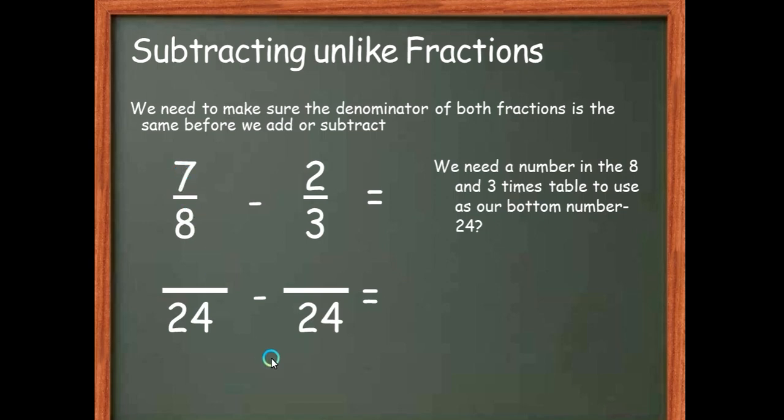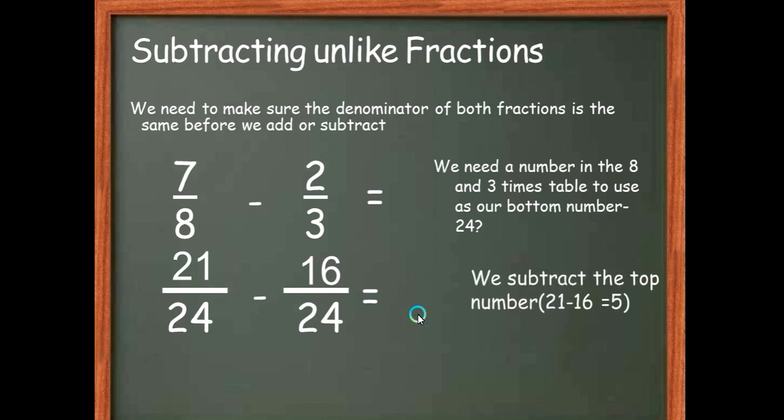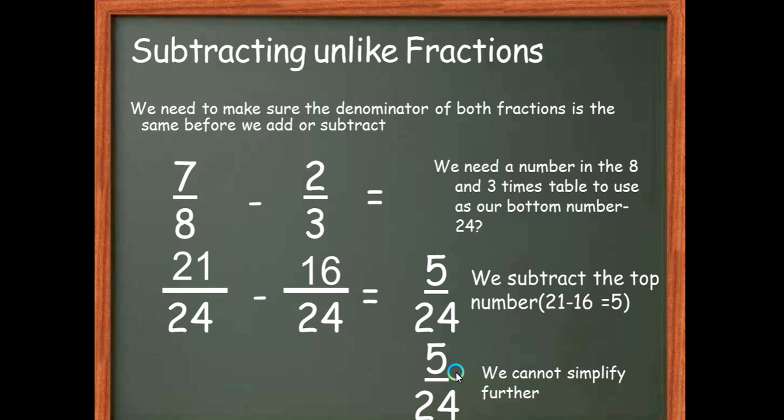Now 3 times 7 is 21. And 2 times 8 is 16. Now all we need to do is 21 minus 16, and it will give us 5. So our answer is going to be 5 over 24. Can we still simplify? No, we cannot. So our answer is still 5 over 24.